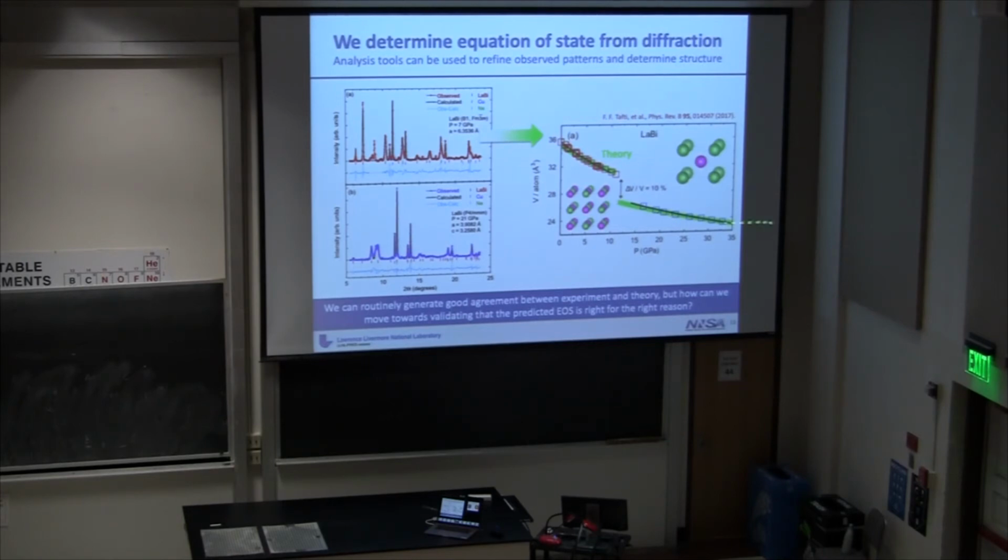And so you can see the data as the open dots, and then the DFT calculations are running through as the theory. So doing an excellent job. This is an interesting system that goes from what's a rock salt structure. So it's really very simple, right? It's just two elements, lanthanum and bismuth.